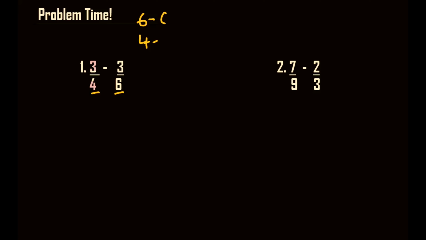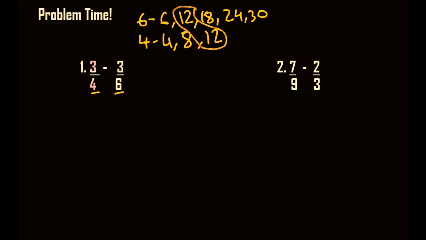So, 6 times 1 is 6, 6 times 2 is 12, 6 times 3 is 18, 6 times 4 is 24, and then we have 6 times 5, which is 30. I'm going to go until there. Now let's do 4. 4 times 1 is 4, 4 times 2 is 8, 4 times 3 is 12. So there, we got a match, 12 and 12. So now, we will be using that. So that's going to be our denominator for both our numbers, 12 and 12.